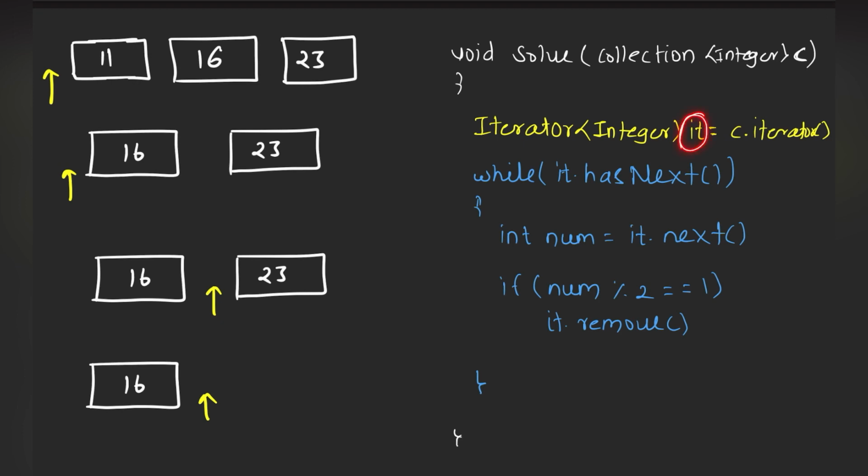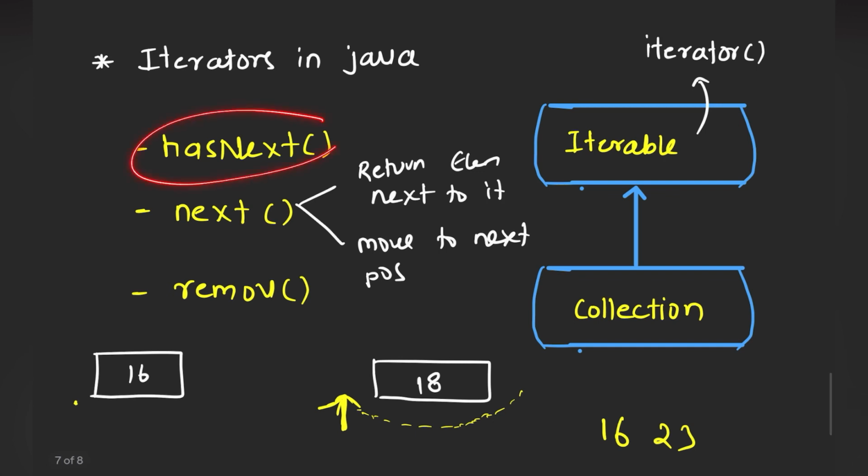Then I declared the variable called it, just a name. In a for loop, we mainly use i, right? Similarly, I use it. Then I use c, which is the name of this collection, and I use iterator with opening and closing brackets. So we have declared the iterator over here. Now I have done it.hasNext. As we discussed, what does hasNext do? It simply returns true if there is an element next to it. I am present over here, and I have 18 next to it, so it will return true.